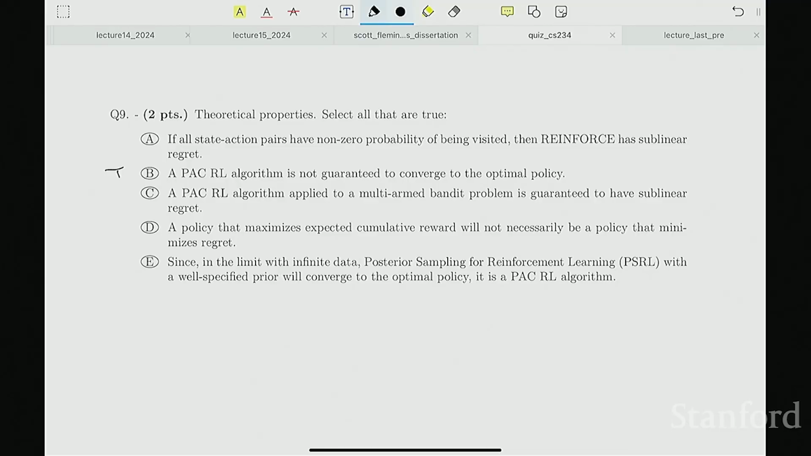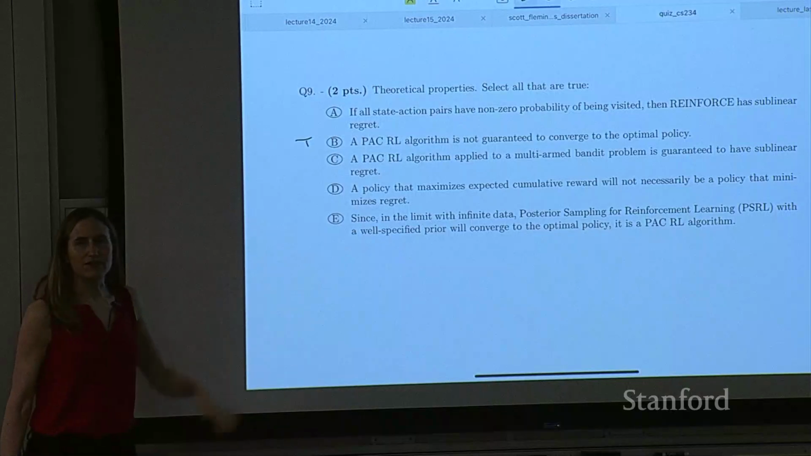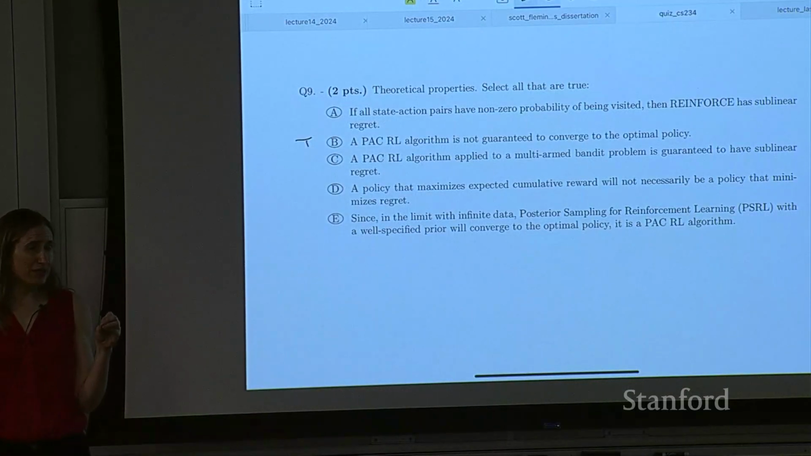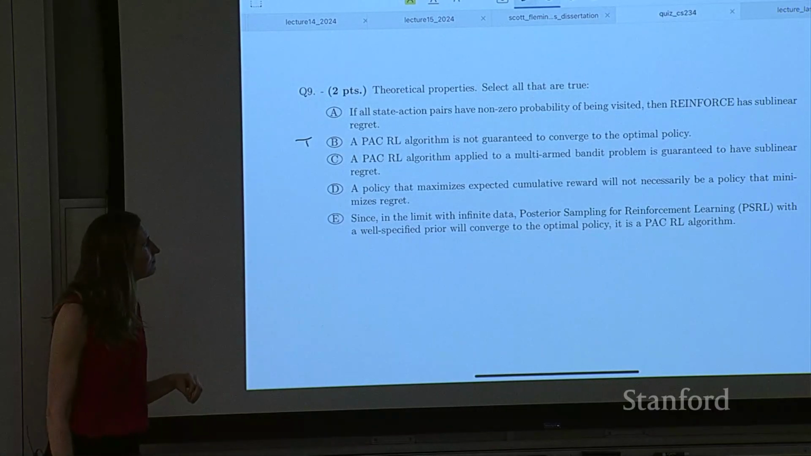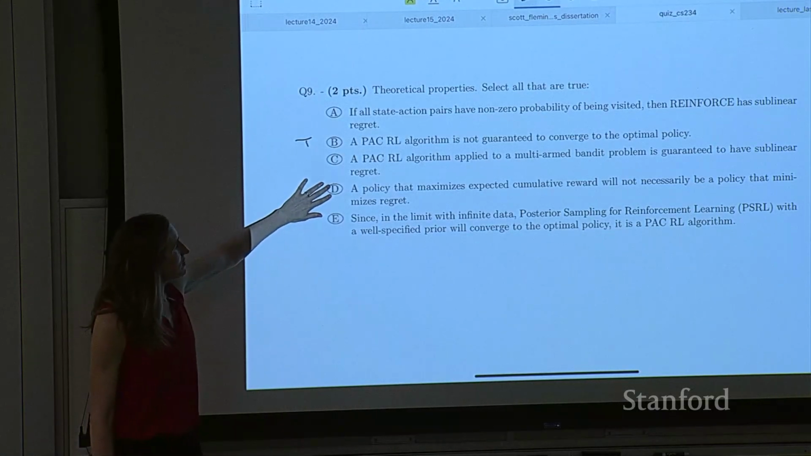In the third case, it is not guaranteed to have sublinear regret. So this is false. The reason, again, is that if you just get an epsilon optimal policy, you might make epsilon mistakes for the rest of time. So like epsilon times T, which would still give you a linear regret. The fourth is also false.